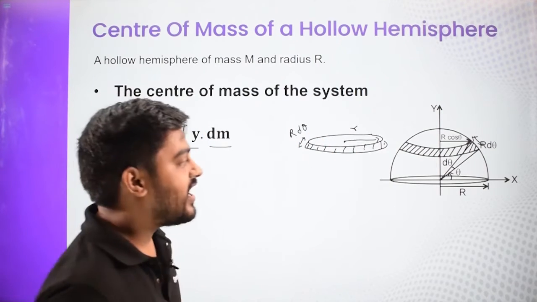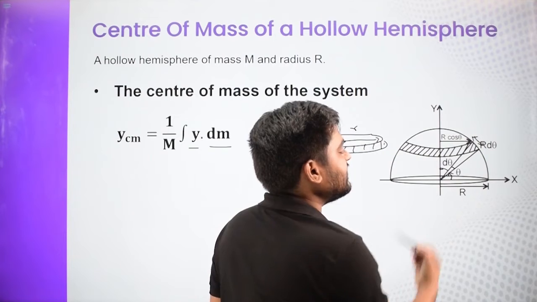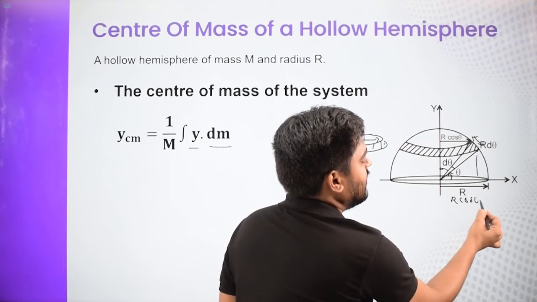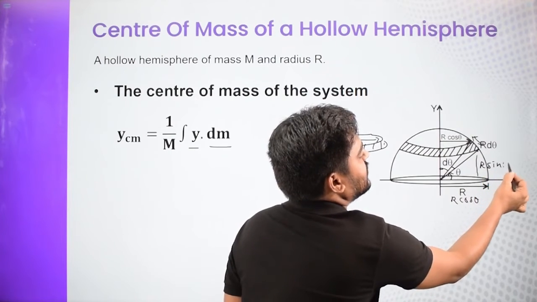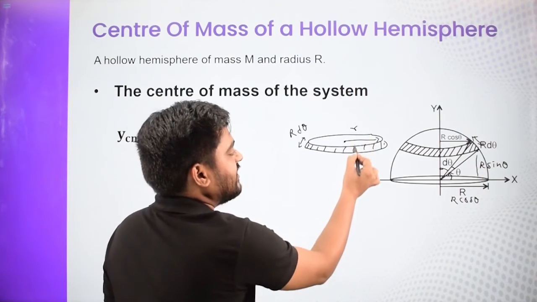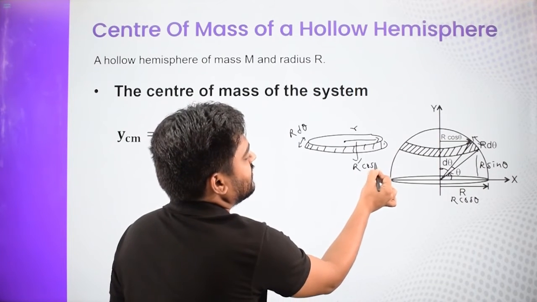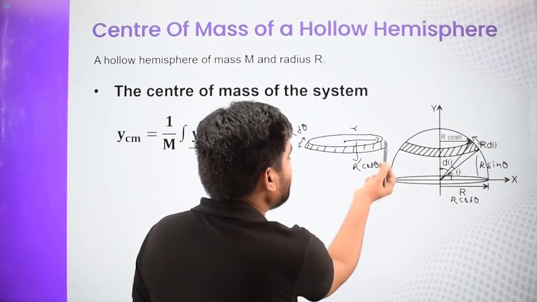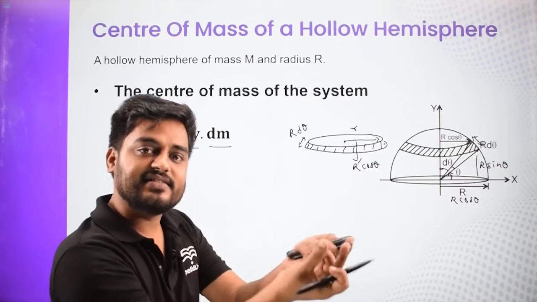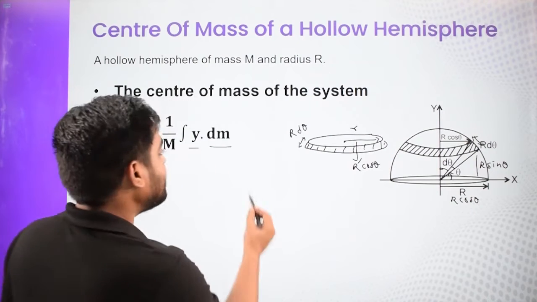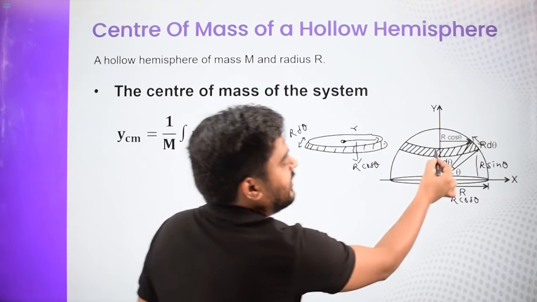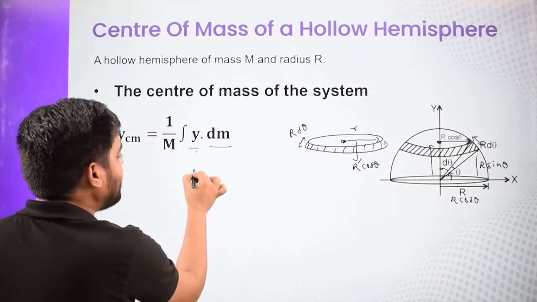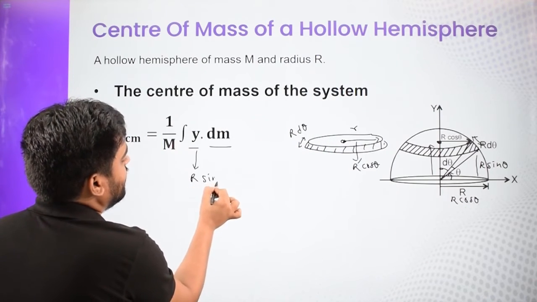So what about this small r? This angle is theta. So this is r cos theta and this is r sin theta. So we can say that our small r is nothing but r cos theta. And what about y? The y is the center of mass of this entire ring. This is a ring, so the center of mass will lie at the center. The center of mass is lying over here, which has a height of r sin theta. So our y is r sin theta. What about dm?